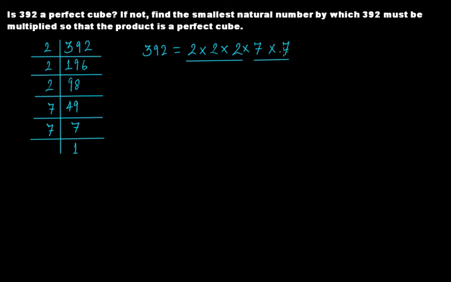So in order to make this 7 three times, we multiply with 7. But since you are multiplying the right hand side of this equation by 7, you'll have to multiply this side also by 7, right? So 392 times 7 is 2744, which is now a perfect cube. And what is the smallest natural number? That is 7. You will multiply 7 to 392. This is the product which is now a perfect cube.